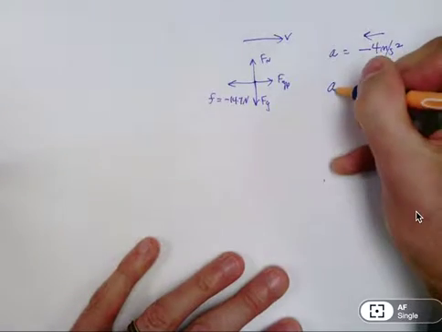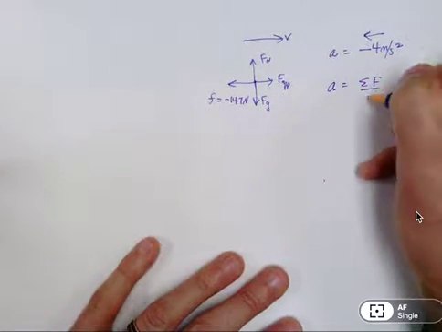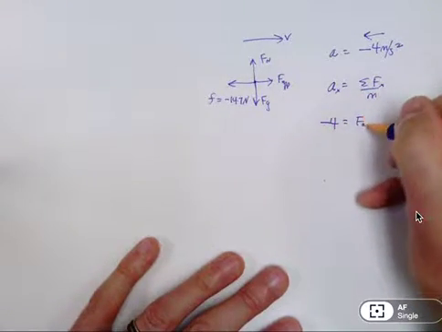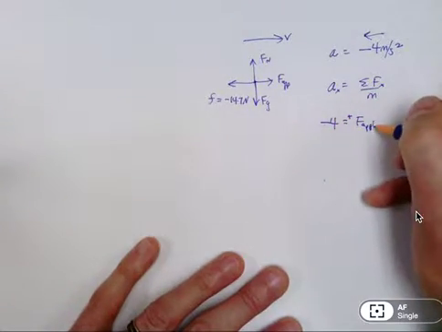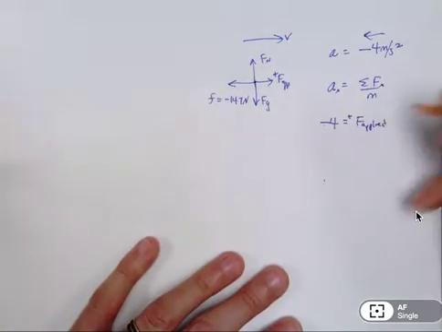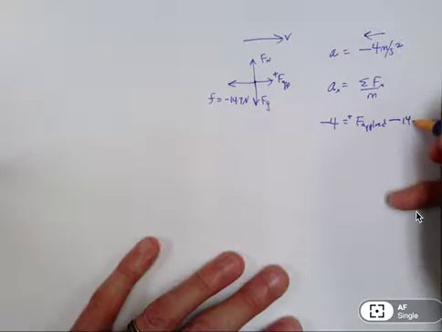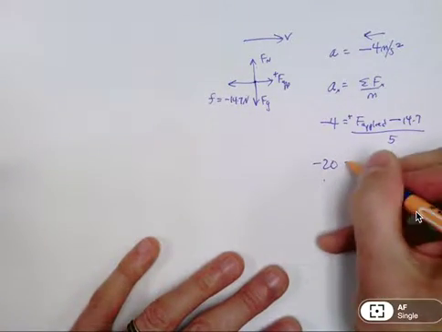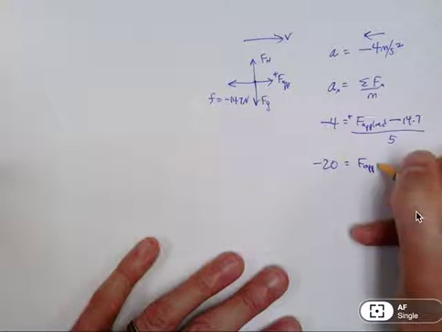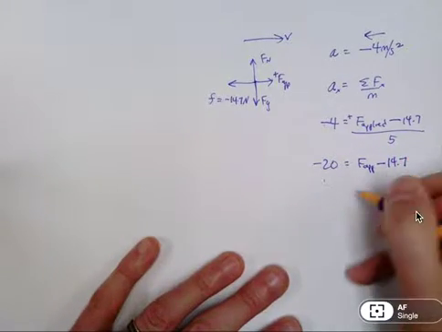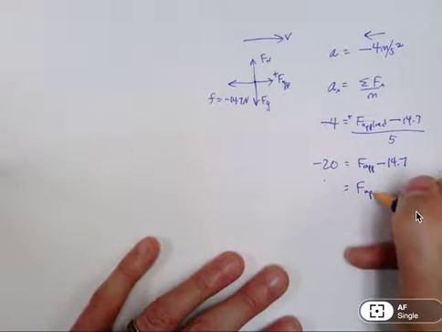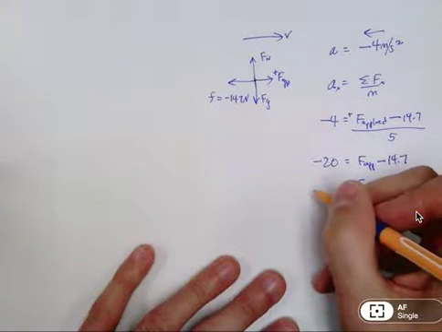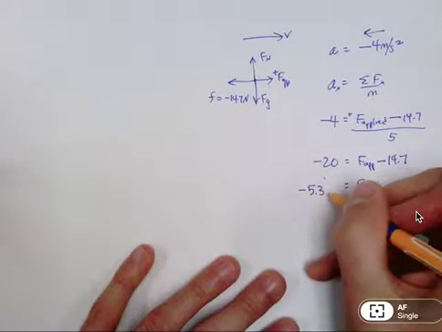So again, to find the applied force here, we're going to have to use net force divided by mass. Negative 4 equals the positive applied force, you can see that right there, minus the 14.7, divided by 5. This gives us negative 20 equals the applied force minus 14.7. And now, when you add 14.7 to both sides, you actually get an overall negative answer of negative 5.3 newtons.